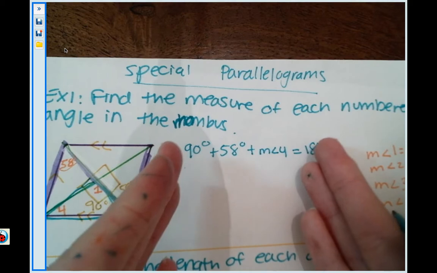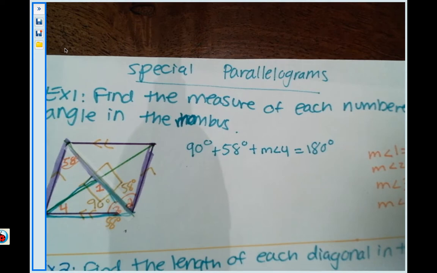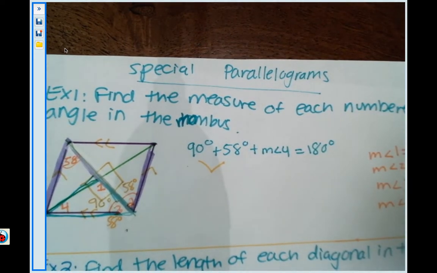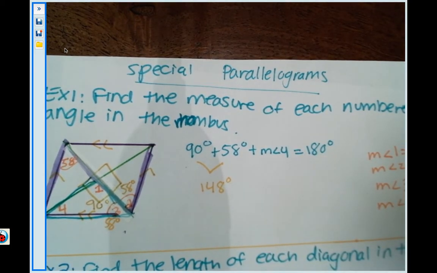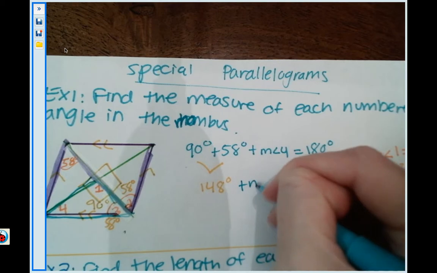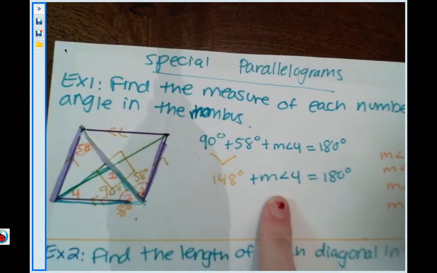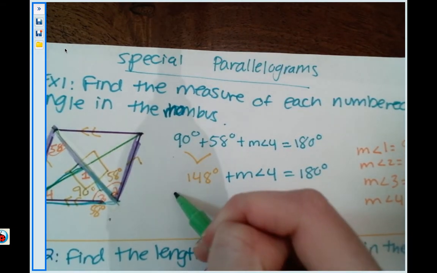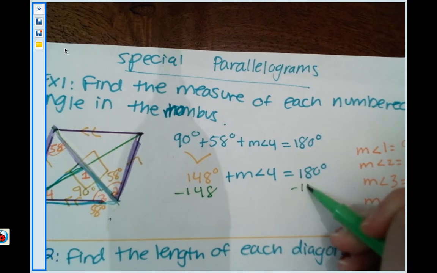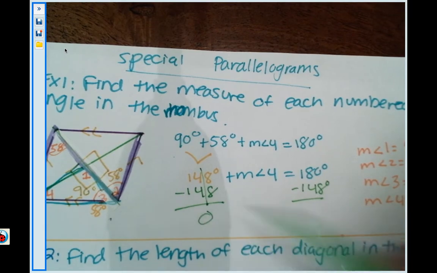So now we can solve for angle 4. Yay! Let's start solving. I need to add these two together. My 90 and my 58 combine to be 148 degrees, plus the measure of angle 4 equals 180 degrees. Now I must get angle 4 by itself. So how do we move 148 to the other side? Since it's a positive 148, I can subtract it from both sides, and 148 minus 148 cancels to 0.